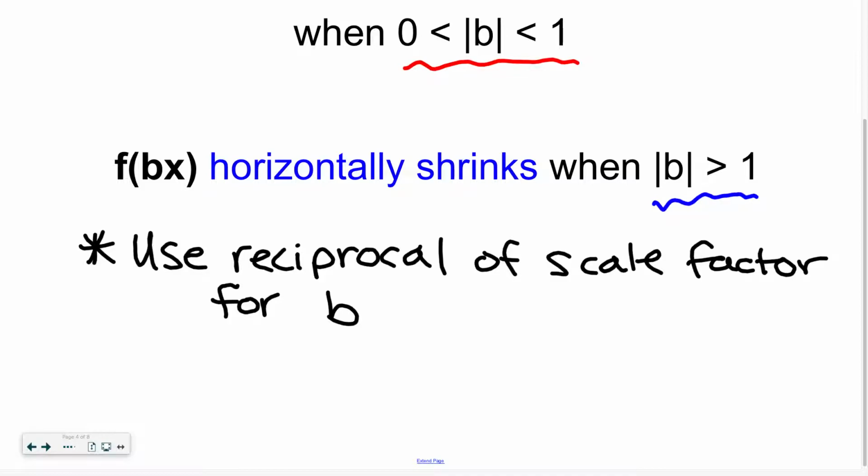If you see a function where the 1/2 is right in front of the x, when you pull it out, that's a factor of 2. It's the opposite of what you think it is, the reciprocal. And vice versa. If I say horizontally shrink it by a factor of 1/2, then the b value you'll put into the function is a 2. Okay, the reciprocal. So let's do some examples.